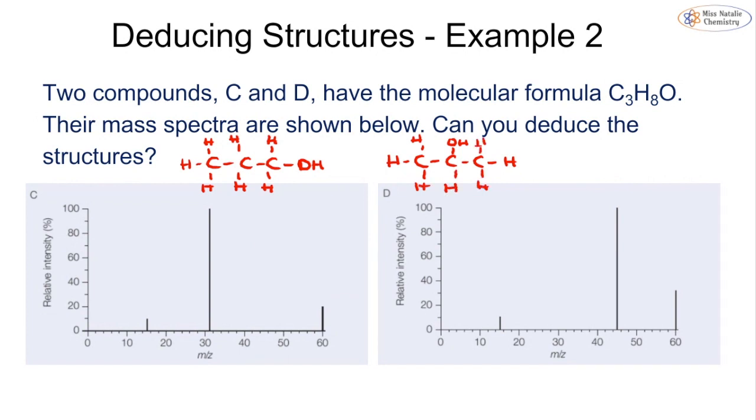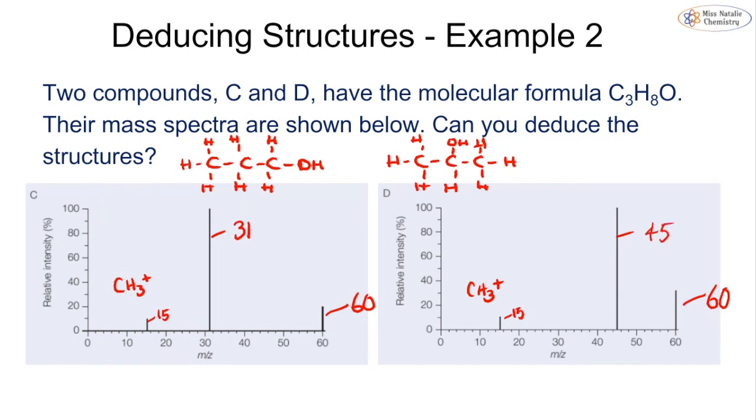And we're going to use the mass spec to tell us which one is which. Now, of course, both of them have this peak at 60, which is our molecular ion peak, but again, that doesn't help us with the structure. They also both have a peak at 15, which we know is for a CH3 peak. So then we have to look at what is left over. So for C, we have a peak at 31, whereas for D, we have a peak at 45.